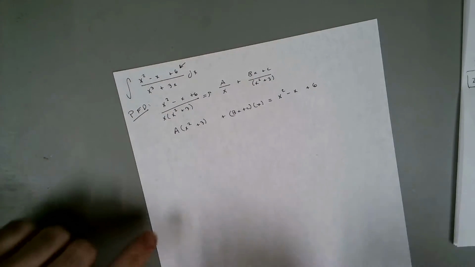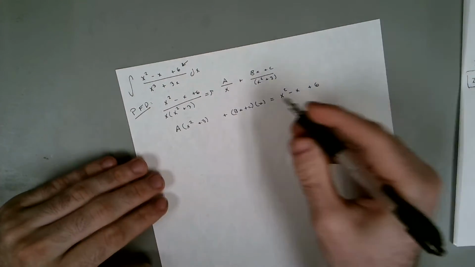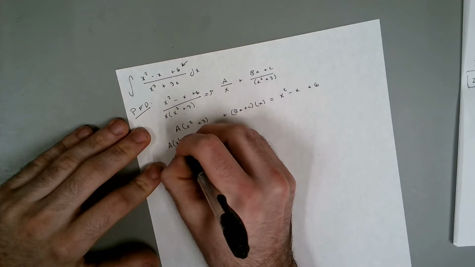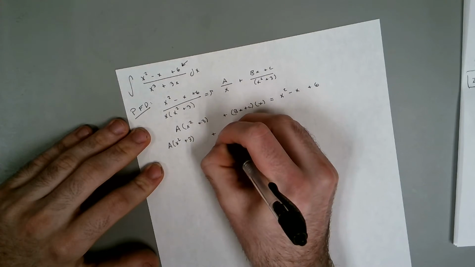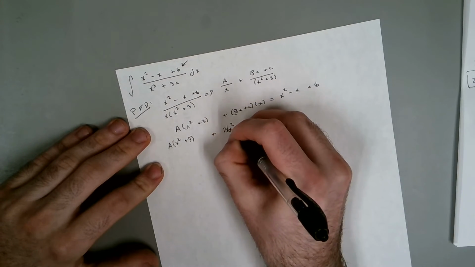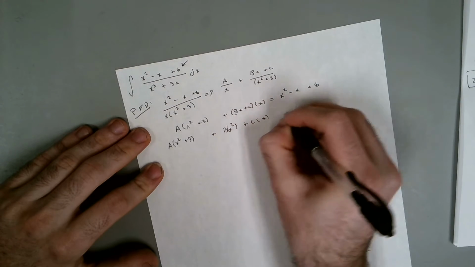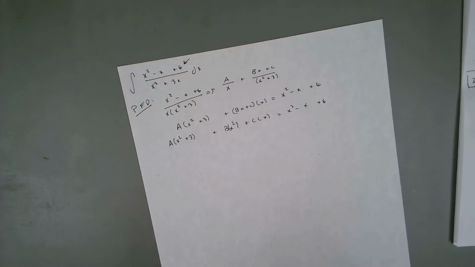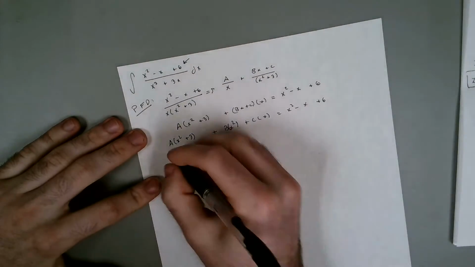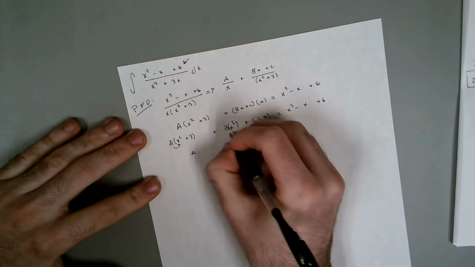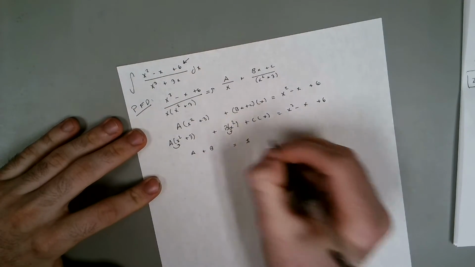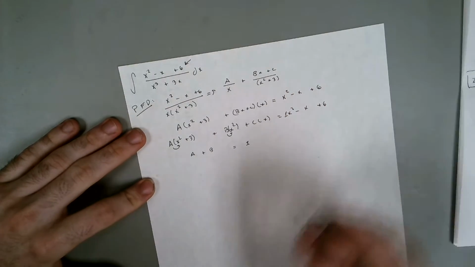So here we're going to distribute our x squareds and our x. So for here we're just going to have A x squared plus 3A plus Bx squared plus Cx equals x squared minus x plus 6. So now I just want to compare our x squared terms and our x terms and then our constant terms. So here we're going to look at our x squared terms. So we have an A, we have a B, so A plus B. There's no other x squared terms, so that would equal 1, the coefficient in front of x squared.